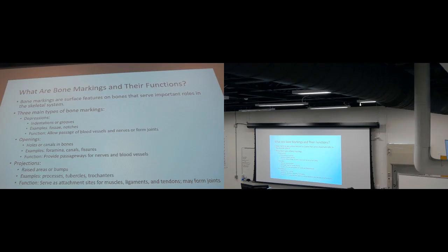Now, projections are raised areas or bumps. Examples will be processes, tuberosities, trochanters, tubercles, and these bumps or processes help muscles attach, also ligaments and tendons to attach, and they may form joints.